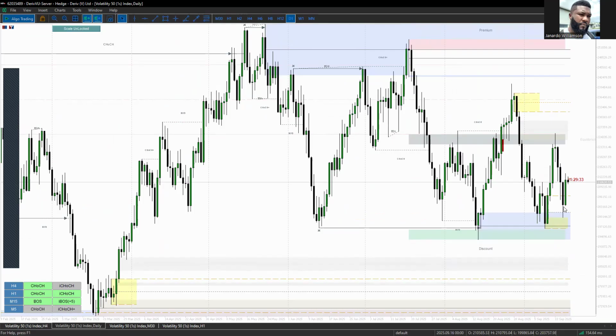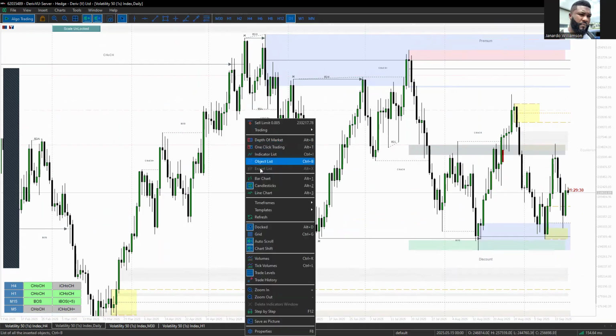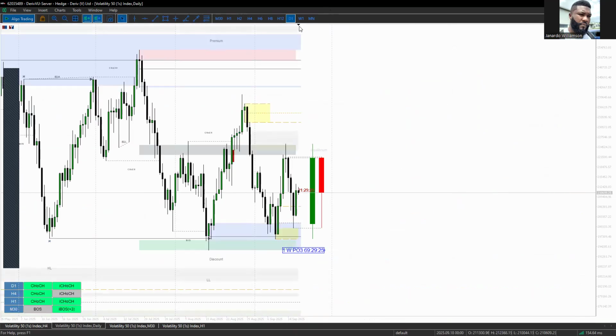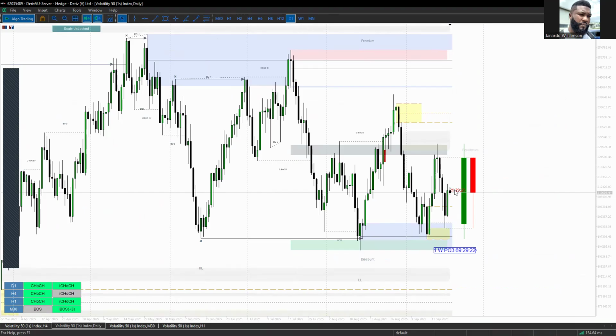Now we hit this daily demand level here, down here, and down here, and we managed to bounce back. So as I said, when we hit the higher time frame levels, say daily or 4 hour or weekly levels, then we tend to have strong reversals, impulses in the opposite direction. Now, it bounced back and that caused us to have a bullish day today on volatility 50s.